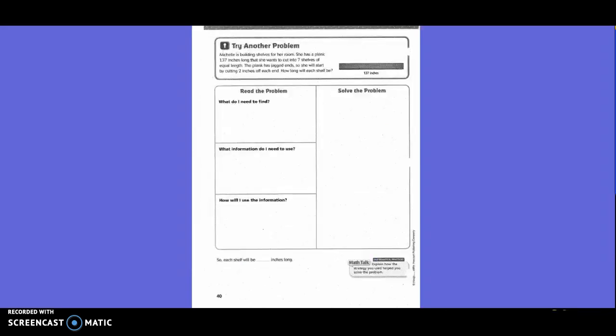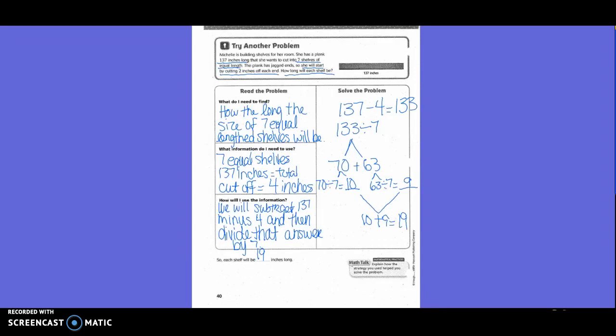Try another problem. Michelle is building shelves for her room. She has a plank 137 inches long that she wants to cut into 7 shelves of equal length. The plank has jagged ends, so she will start by cutting 2 inches off each end. How long will each shelf be? Read the problem. What do I need to find? We said how long each of the 7 equal length shelves will be.